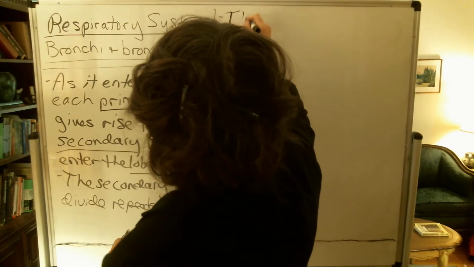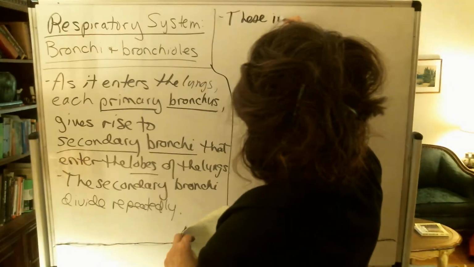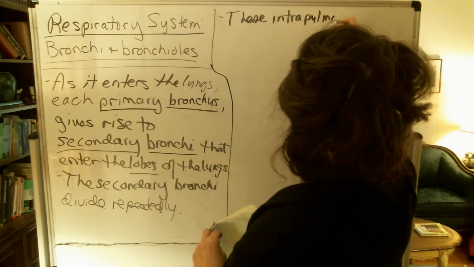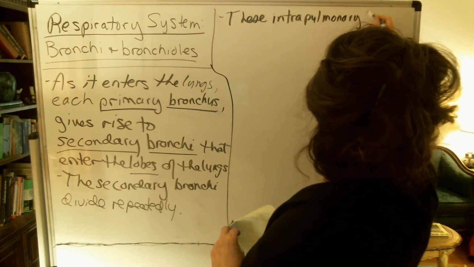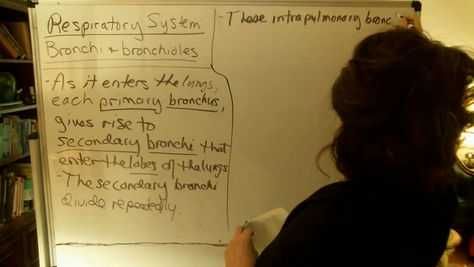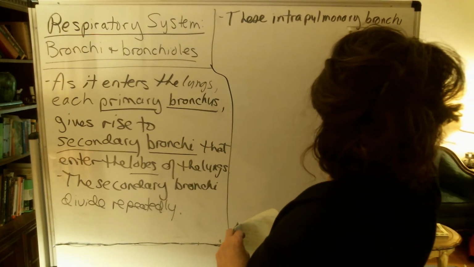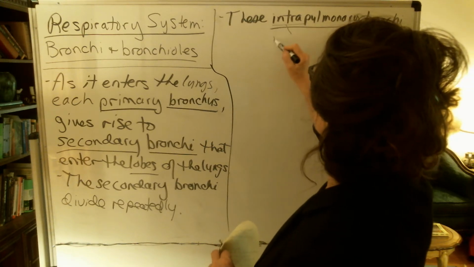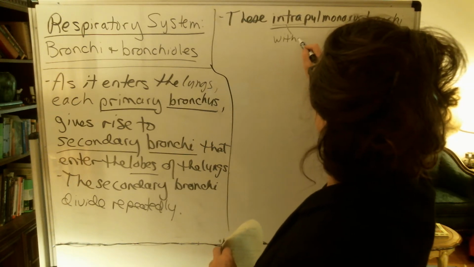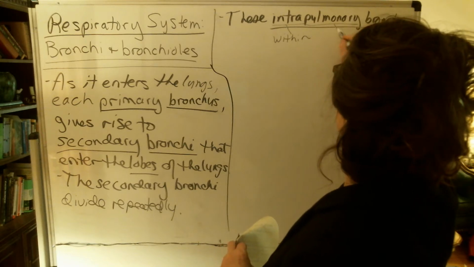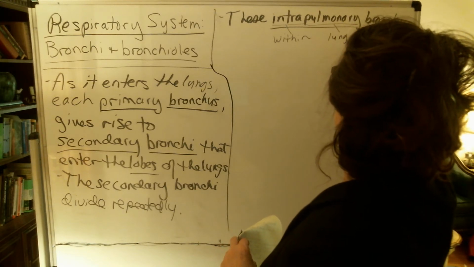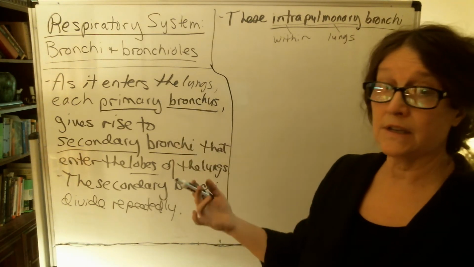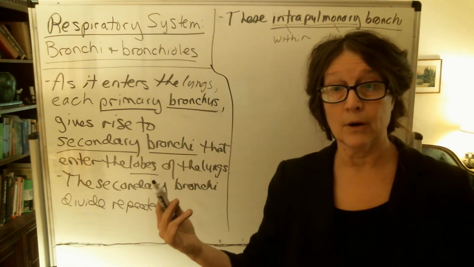So these intrapulmonary bronchi, now take a look at the word here. Intra means within, pulmonary has to do with lungs. So intrapulmonary bronchi are the bronchi inside your lungs. That is to say, everything but the primary bronchi.